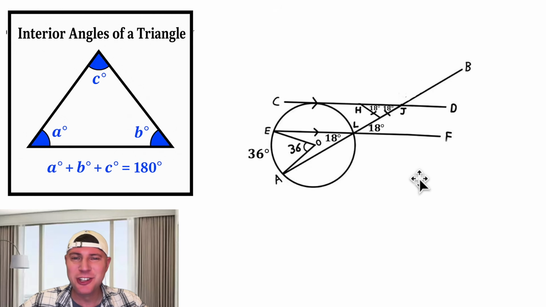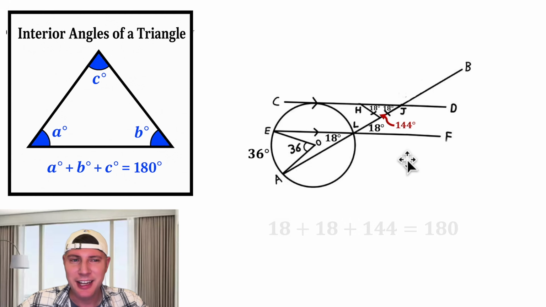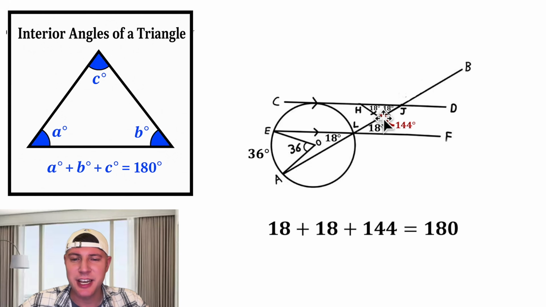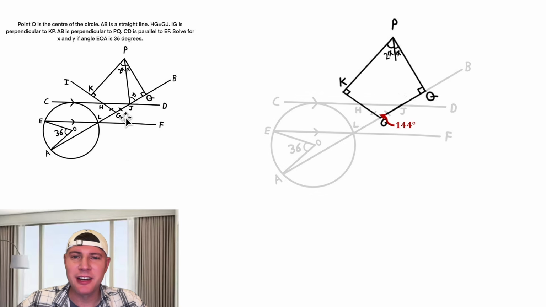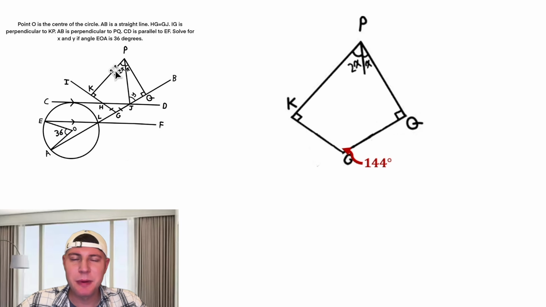And then using these notes that show that the sum of the interior angles of any triangle is always 180 degrees, we can find this last angle is equal to 144 degrees. And that's because 18 plus 18 plus 144 equals 180. Next, let's focus on this quadrilateral. It's made up of the 2x and the x, the right angle, and this 144 degrees.